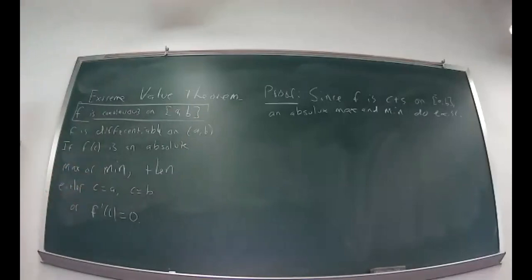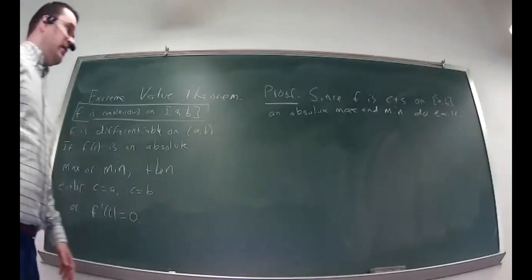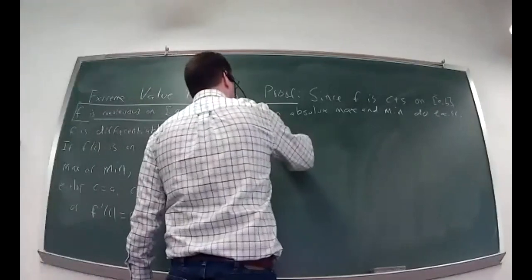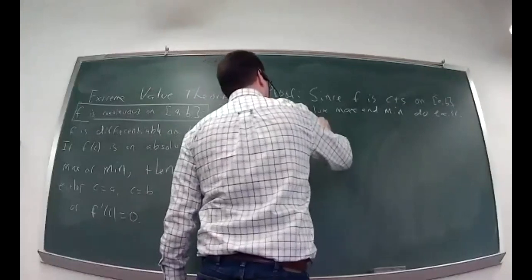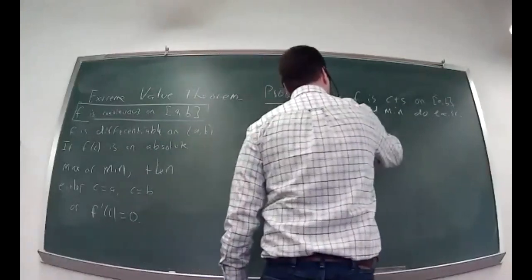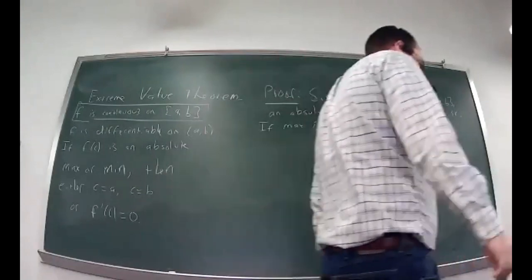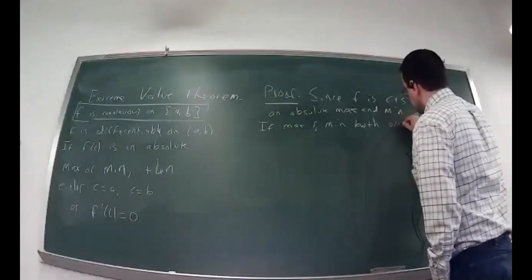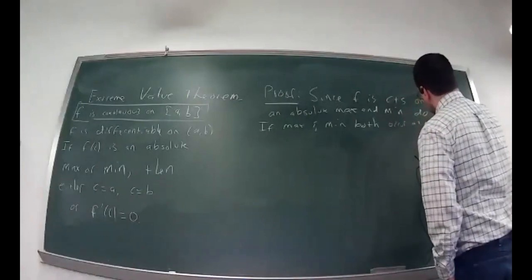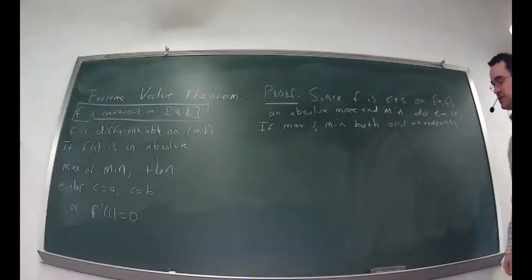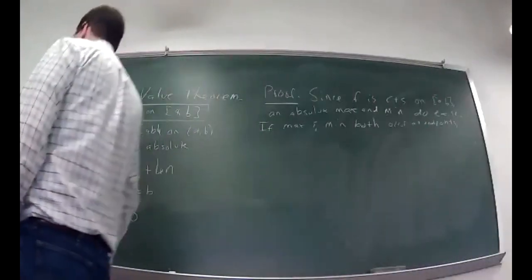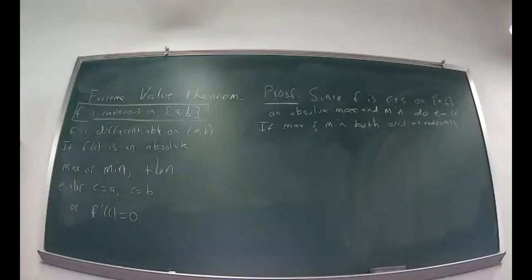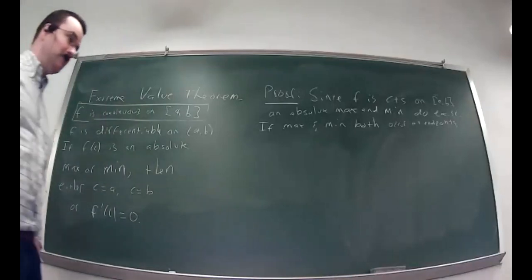There's no room for any asymptotes or anything like that. So that's where that's coming from. So we're given that a maximum and a minimum do exist. So if the max and the min both occur at the endpoints, so like f of a is the max and f of b is the minimum, or vice versa. F of b is the maximum, f of a is the minimum.